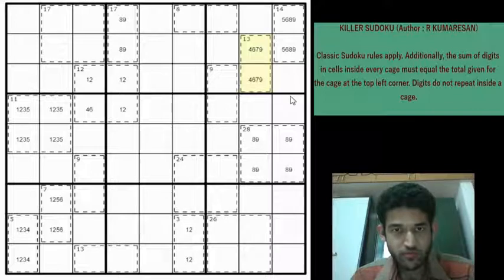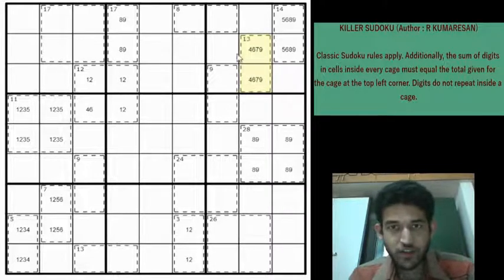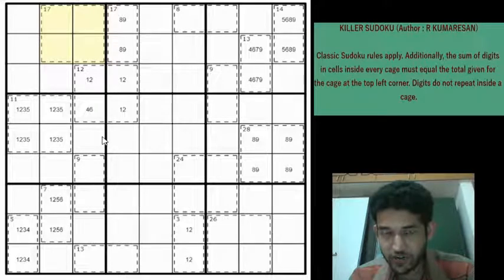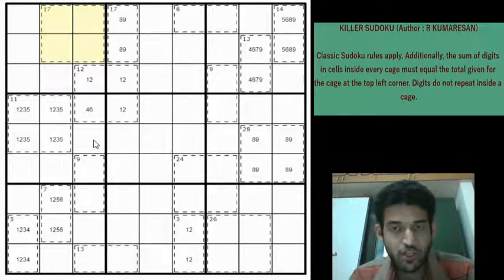So the 8 cage has lots of possibilities now. It can be 1, 7, 2, 6 or 3, 5. And the 17 cage too has lots of possibilities. So we need to look at some other area of the Sudoku to see if we can get a continuation.